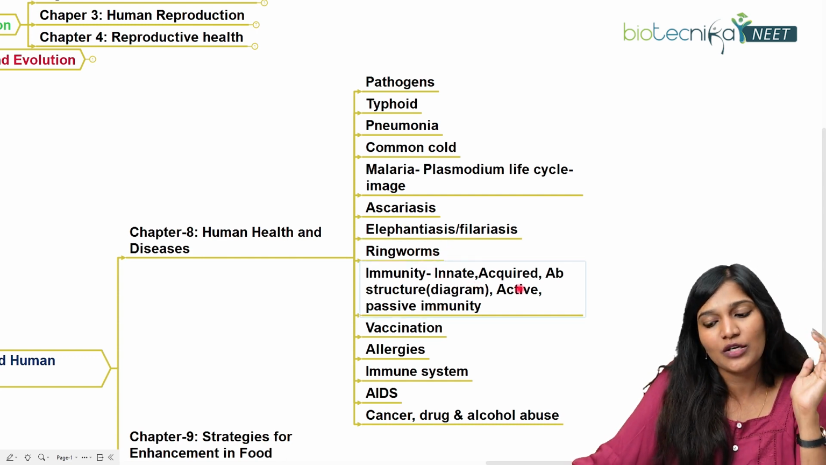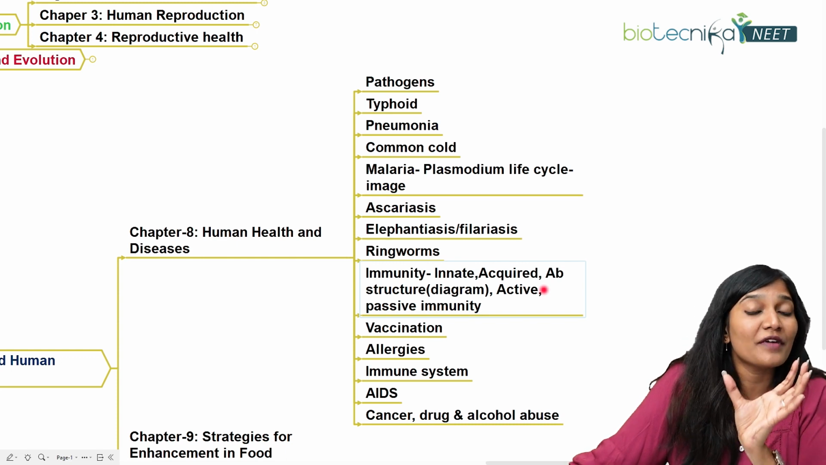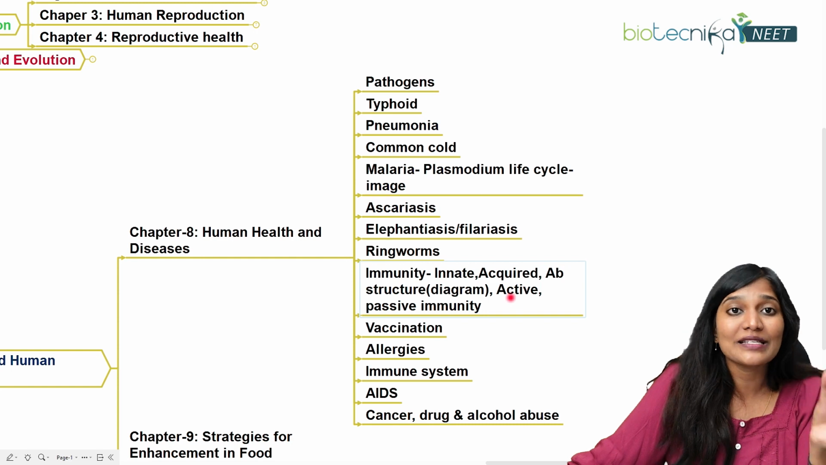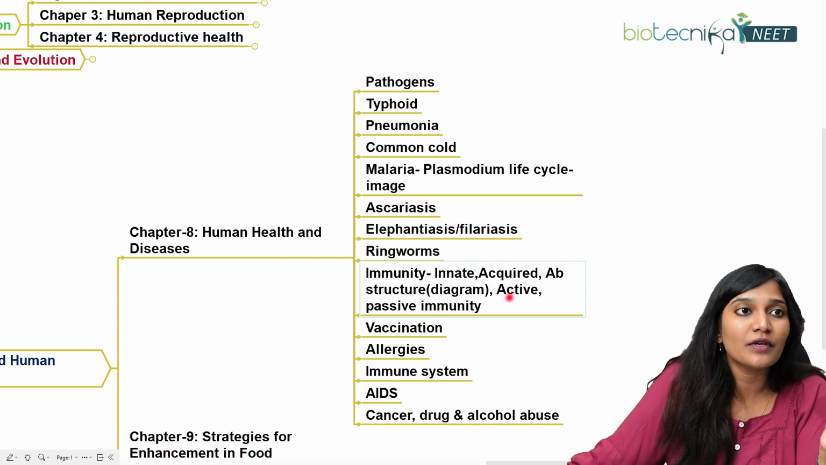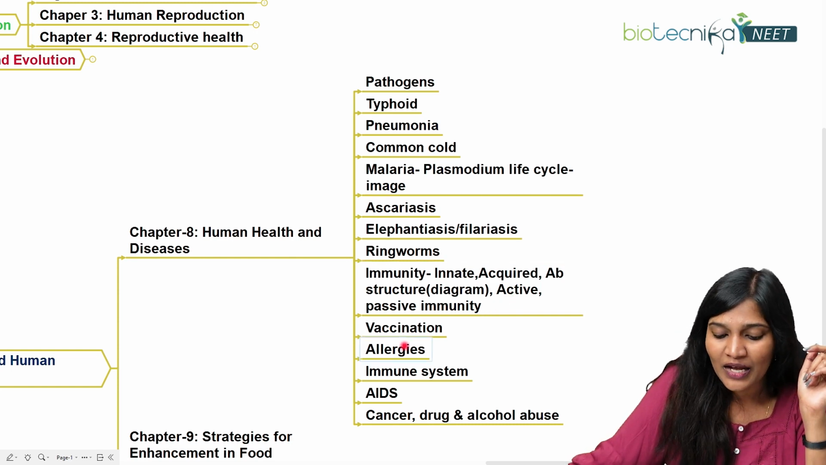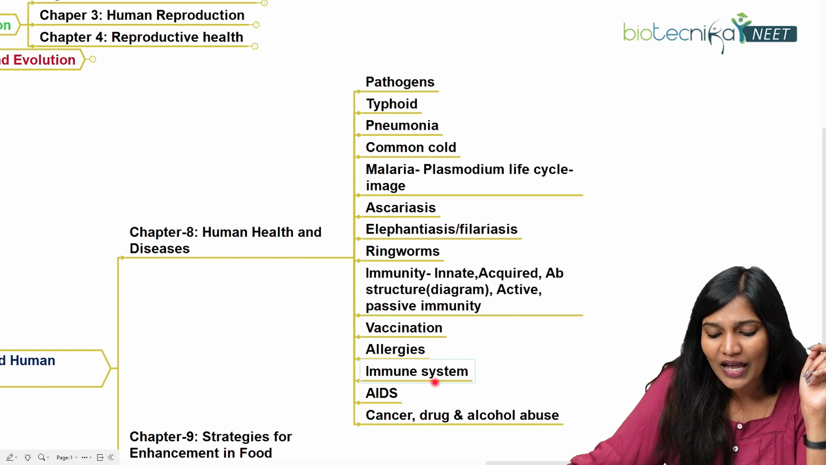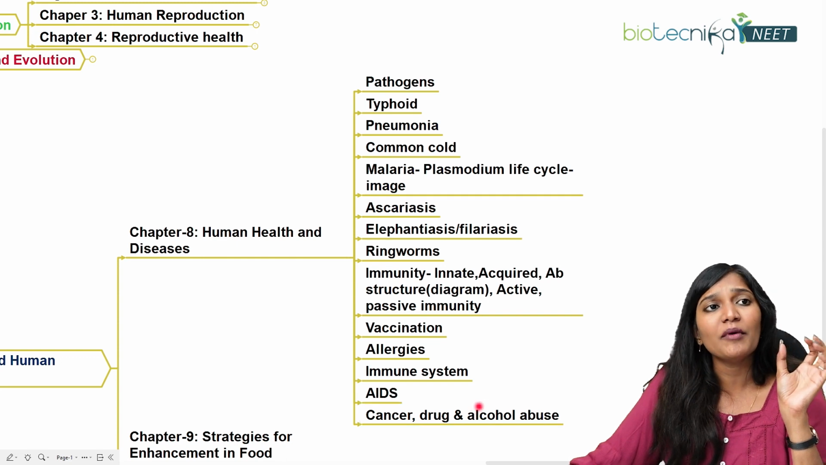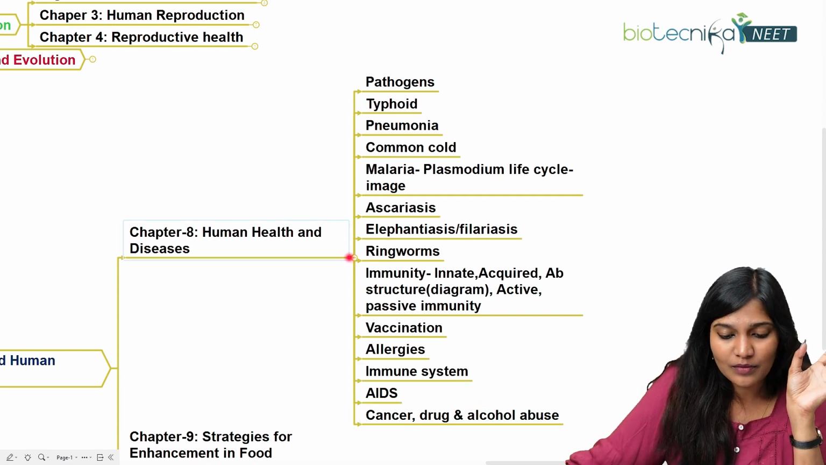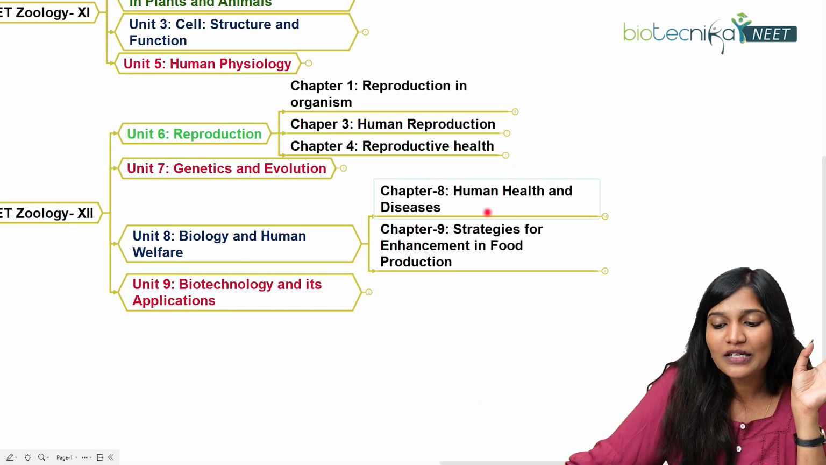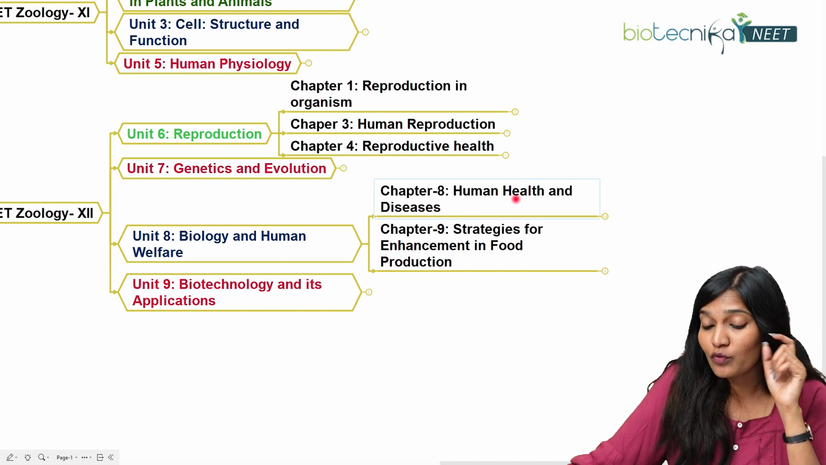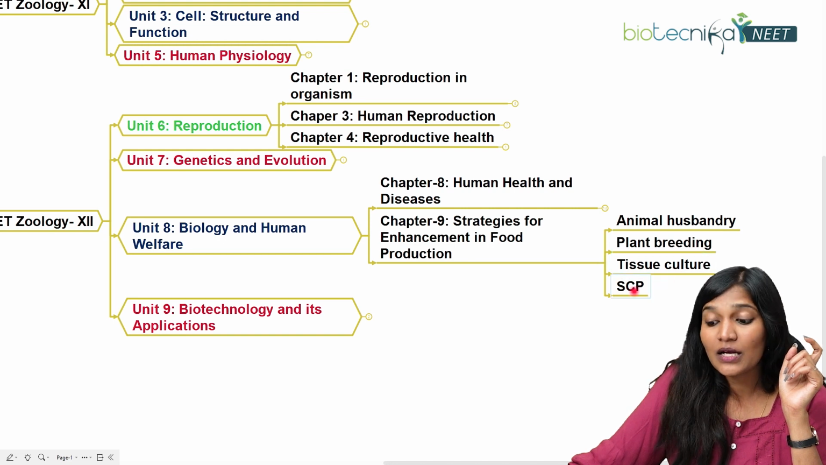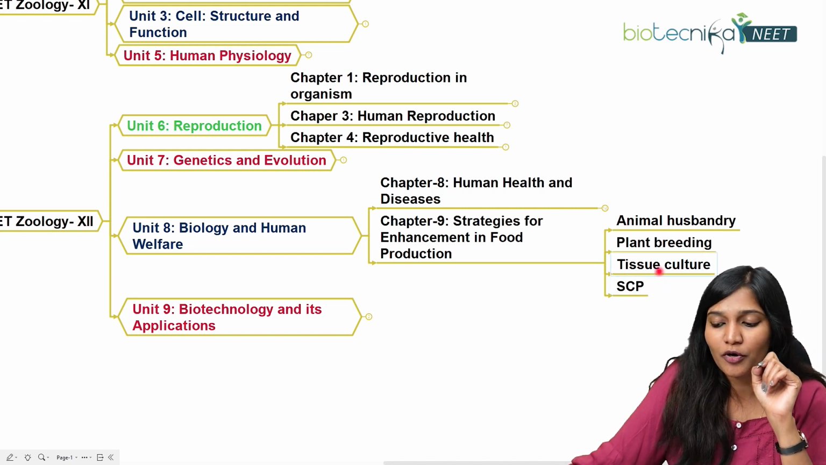What is innate immunity? What is acquired immunity? The structure of antibody which is given in the book. And then active immunity, passive immunity, vaccination, immunization, active immunization, passive immunization, allergy, of course, AIDS. And the immune system is given, lymph nodes are given. Just look into it. The last part is to remember the drugs which are given in the book. That's important. So you can definitely score a lot in human health and diseases if you study in the form of a tabulation. The next is very simple: animal husbandry, plant breeding, single cell protein, and most important, tissue culture.